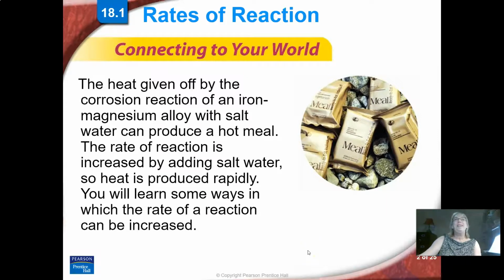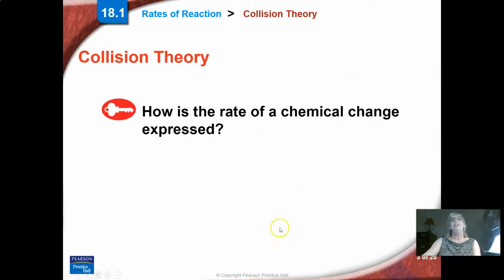Hi there again. We're going to talk about rates of reaction in this section. We're going to talk about what we can do to make a reaction happen slower or faster. I don't know if you've ever heard of MREs, meals ready to eat. They look like that, and they have a chemical reaction in there. When the soldier activates this, it will heat up the meal for them so they can eat a hot meal. All of that is happening because of the chemical reaction. So let's see if we can change that rate.